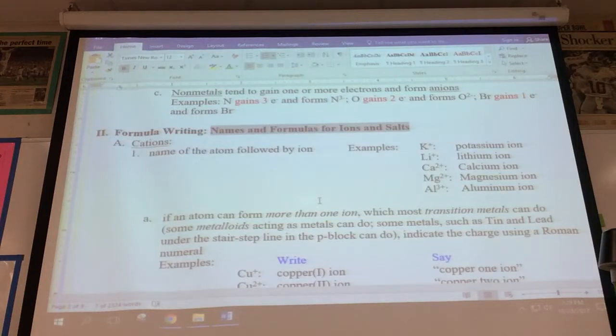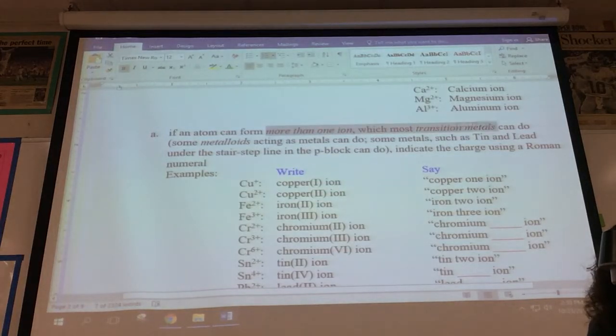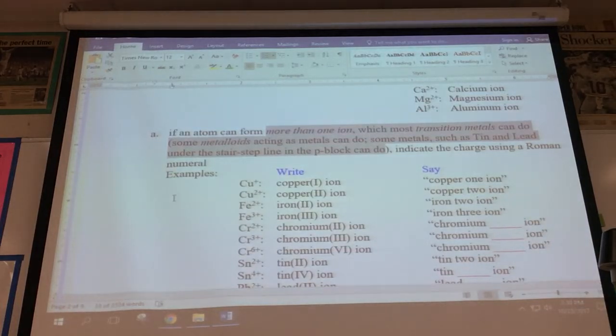Aluminum also, very straightforward. Some of them are not as straightforward because they have the ability to form multiple cations, and you have to specify which one it forms. So it says if an atom can form more than 1 ion, which most transition metals can do, and some metalloids acting as metals can do, and some metals such as tin and lead under the stair-step line in the P block can do, you have to indicate the charge using a Roman numeral.